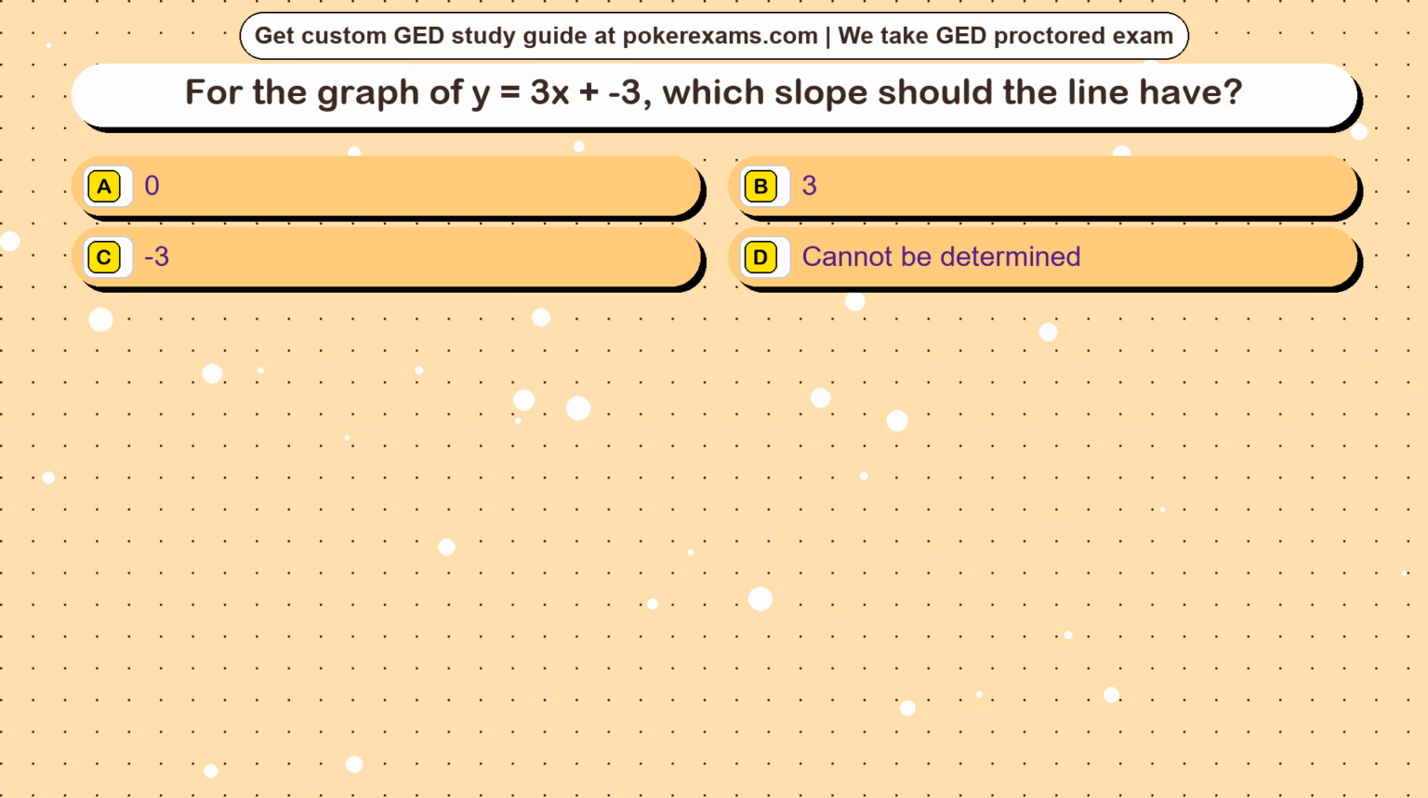Question 18. For the graph of y equals 3x plus minus 3, which slope should the line have? Option A, 0. Option B, 3. Option C, -3. Option D, cannot be determined.